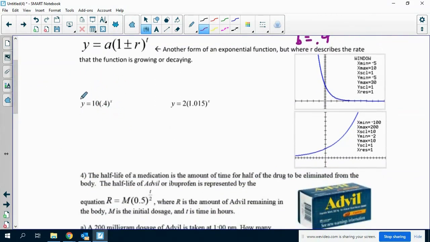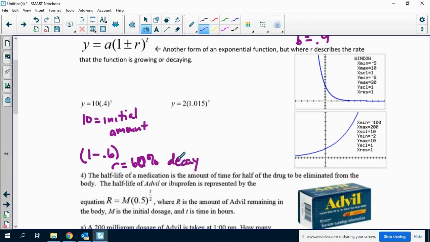So here are two examples. In this case, the 10 represents the initial condition, the initial amount. And then we have this 0.4. Now 0.4 represents b. I can rewrite that as 1 minus 0.6. So my rate is a 60% decay in this problem. And this picture represents this graph.